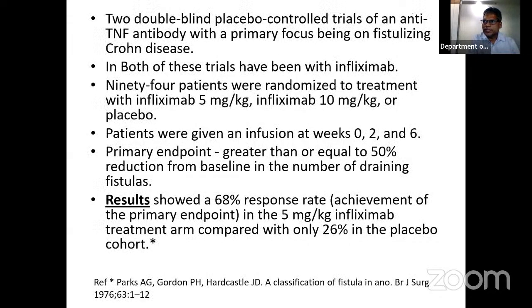Two double-blind placebo-controlled trials of an anti-TNF antibody had a primary focus on fistulizing Crohn's disease. Both of these trials were based on infliximab. 94 patients were randomized to treatment with infliximab at 5 mg per kg and 10 mg per kg or placebo. Patients were given an infusion at weeks 0, 2, and 6.